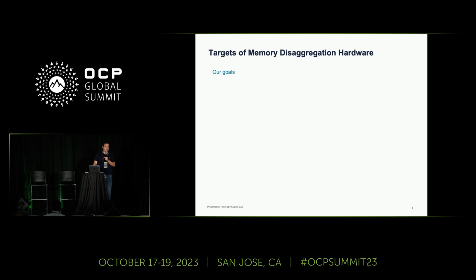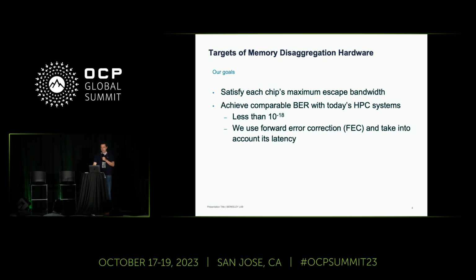So if we want to disaggregate memory and we want to do it inside the rack, what do we want to achieve? What are the goals of these designs? We want to satisfy each chip's maximum escape bandwidth, just because we don't want to starve a GPU or CPU of its bandwidth, because that can easily lead to a lot of performance loss. We want to meet the bit error rate that we have in systems today, that's 10 to the minus 18 or less, and based on our modeling, forward error correction will do that for us, but we do have to account for the extra latency that it gives.